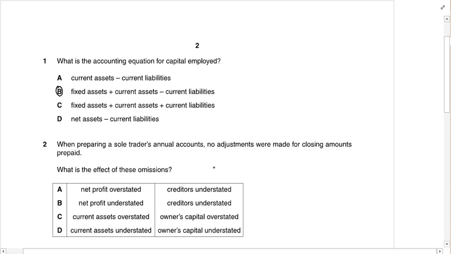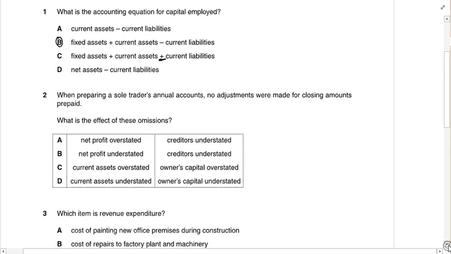Let's just look at the other alternatives available. Fixed assets plus current liabilities. There is madness in this alternative. The net assets minus current liabilities. It means current liabilities would have been deducted more than once. Why? Because net assets is the difference between total assets and total liabilities. So we move on. I think on that question we are done.